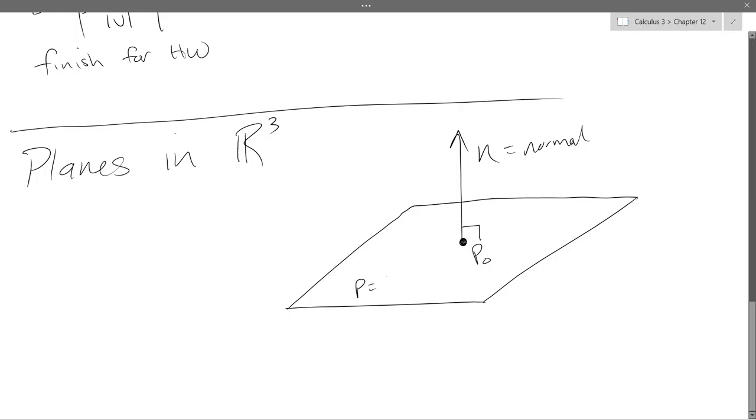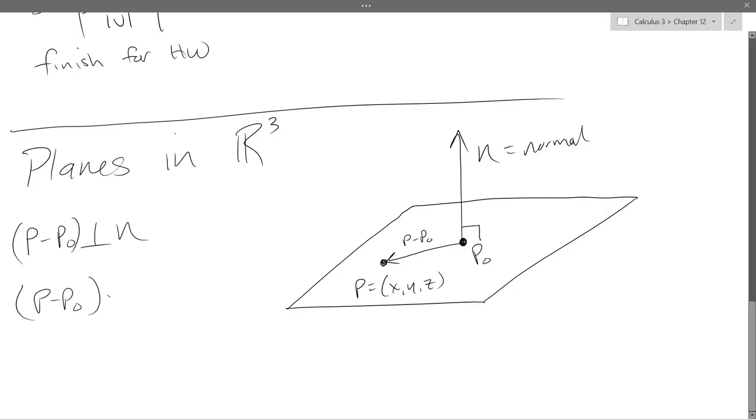Talked about that a little bit. And to signify it is a normal, you want to draw a right angle. It means it's perpendicular or orthogonal to the plane. And we'll pick any point in the plane. We're in 3 dimensions, so it's going to have x, y, z coordinates. So this vector is going to be p minus p naught, end minus start. What angle should be between these two vectors? 90 degrees. So P minus P naught should be perpendicular to n.